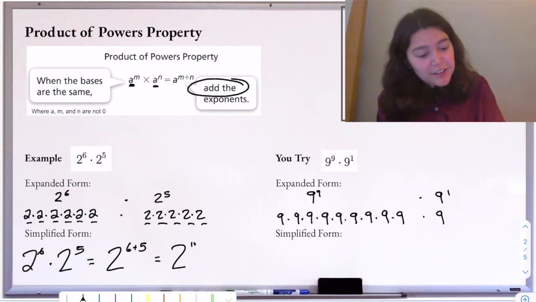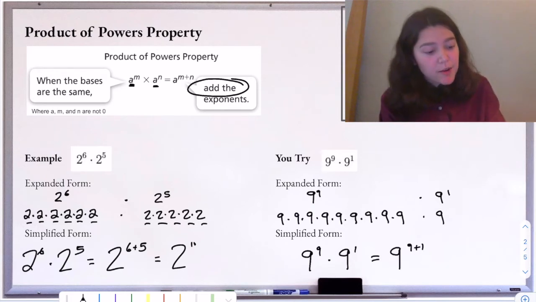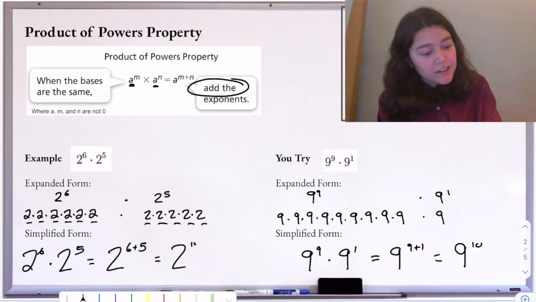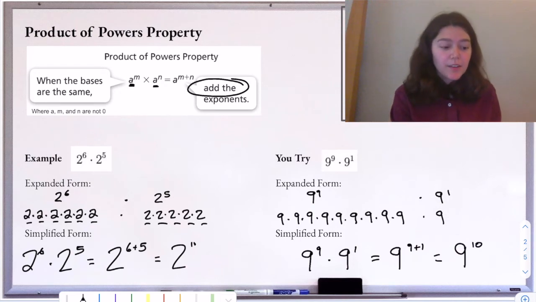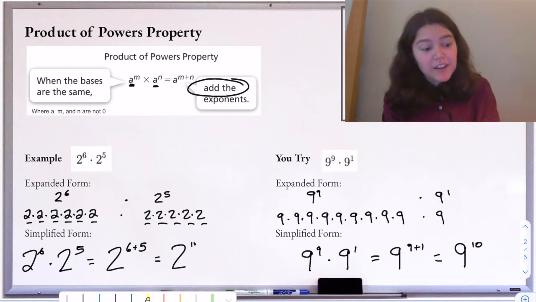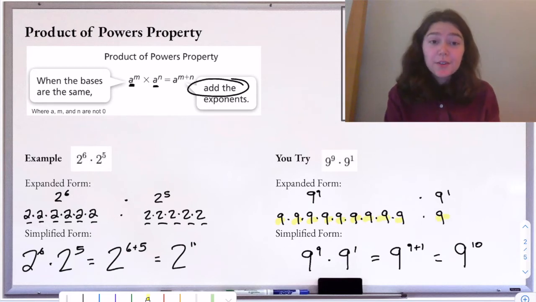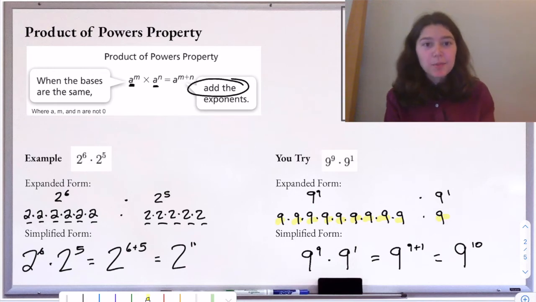So then our simplified form, 9 to the power of 9 times 9 to the 1st power equals 9 to the 9 plus 1 power, which is 9 to the 10th power. Okay? 9 to the power of 10, and if we wanted to count, we would see that there are 10 9s here. 1, 2, 3, 4, 5, 6, 7, 8, 9, 10 that are being multiplied. So in summary, when we're multiplying powers with the same base, we add the exponents, keep the base.